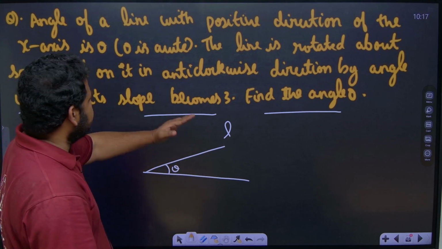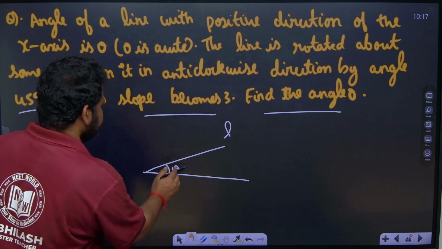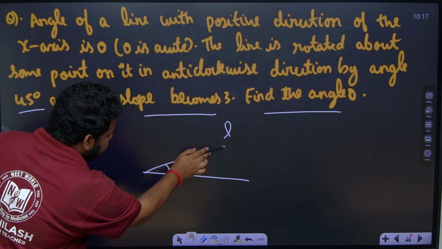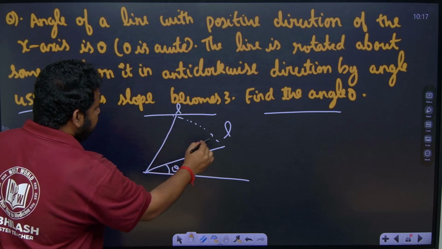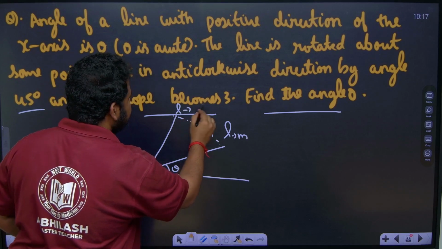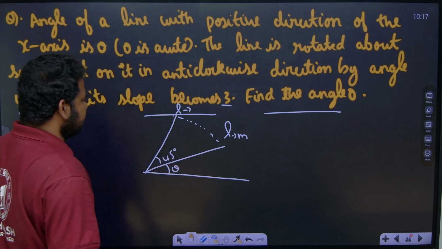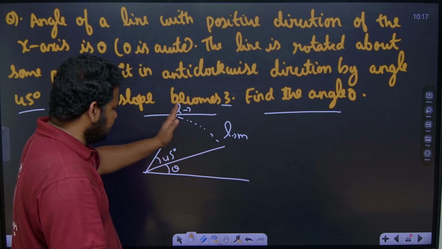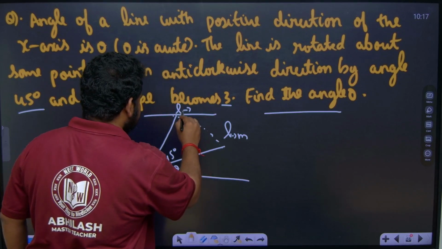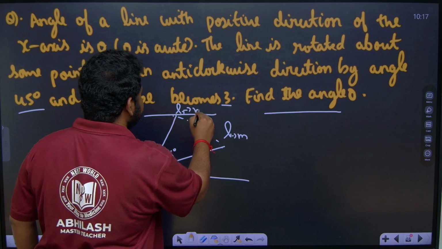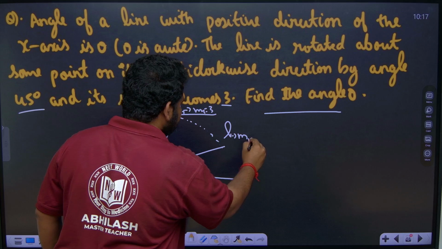Now this line L is rotated about some point on it in anti-clockwise direction by an angle of 45 degrees. So from this point it is rotated like this, and L will come here. Suppose the slope here was m; here the slope is becoming 3, and this angle is 45 degrees. So this is L, this is also L. Let us consider this as L1 and this as L2. Slope is changing. Here the slope is 3, here the slope is m itself. Let m2 be equal to 3, and m1 equal to m itself.